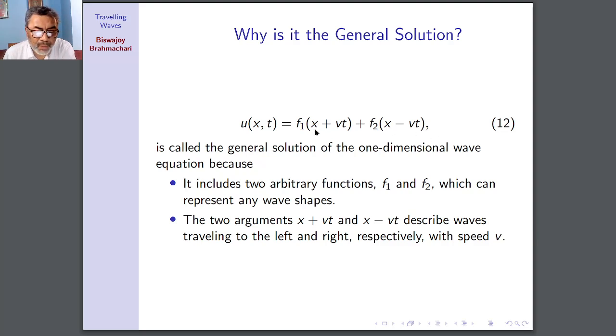Now this is left going, this is right going. Why? Because to keep x plus vt constant, if I increase t, x has to reduce, so this is left going. And keeping x minus vt equal to constant, if I increase t, x also has to increase, so this is right going. So this is a combination of left going and right going waves.